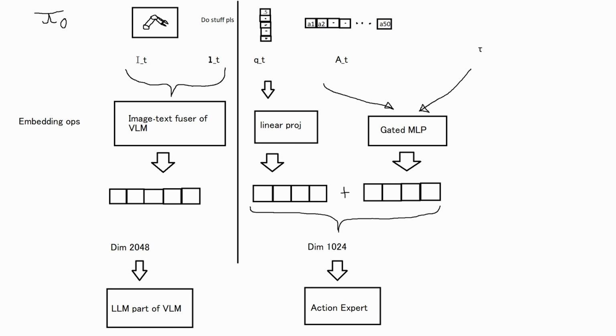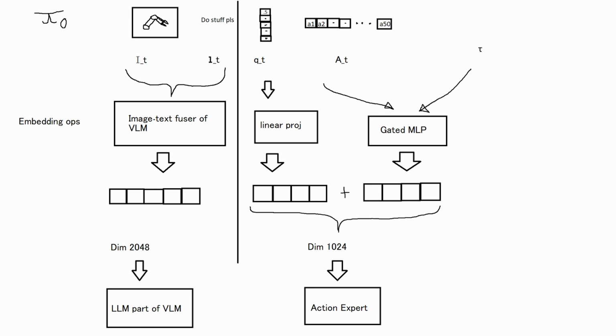One of the ways they do this is by not having the action expert share the same embedding dimension size as the vision language model. The vision language model uses an embedding dimension size of 2048, and the authors constructed their action expert to use only 1024. The Q vector and the action chunk will instead go into the smaller 1024 embedding space.